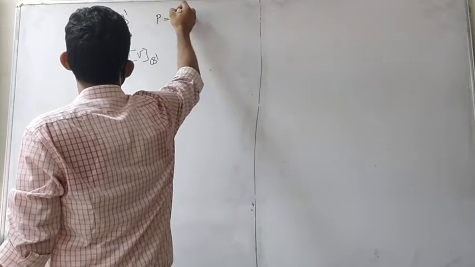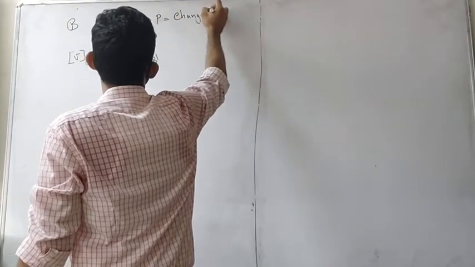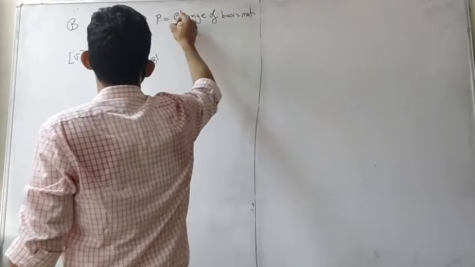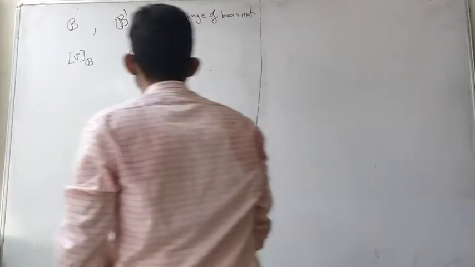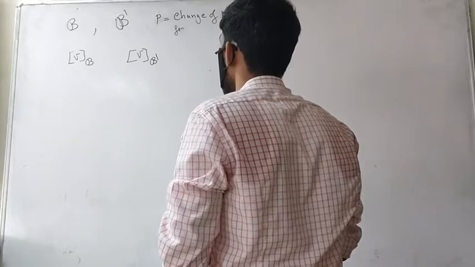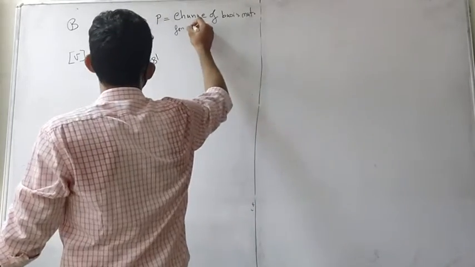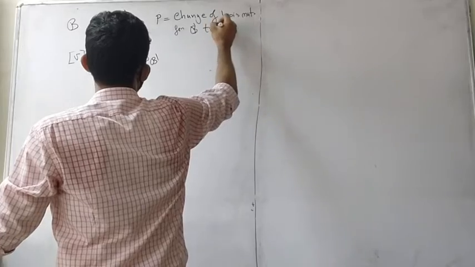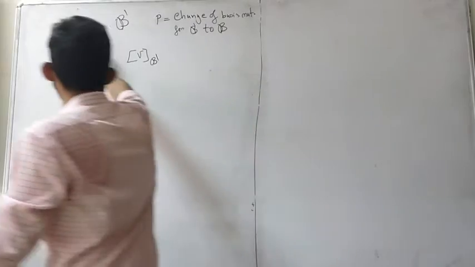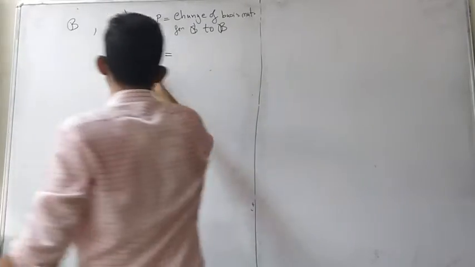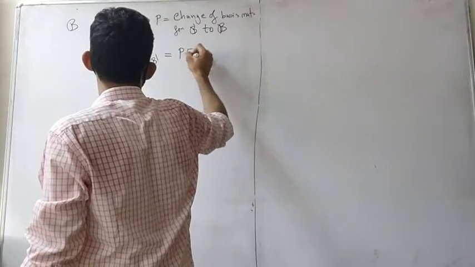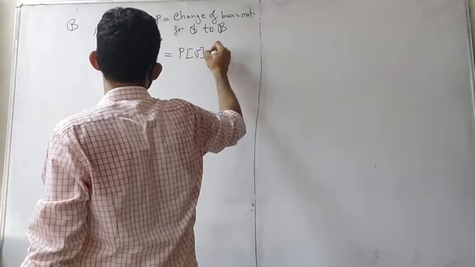This will be the change of basis matrix from B prime to B, B prime to B, okay? If this is your change of basis matrix, then you will see that this will be nothing but P times this.